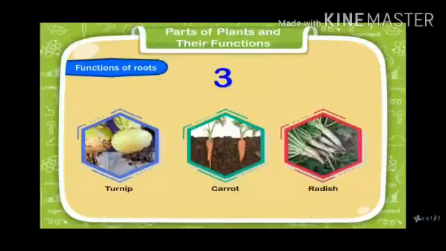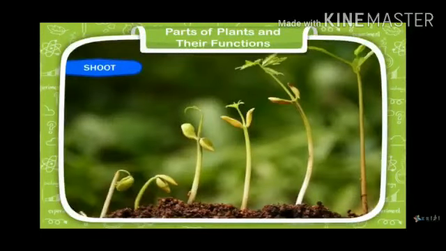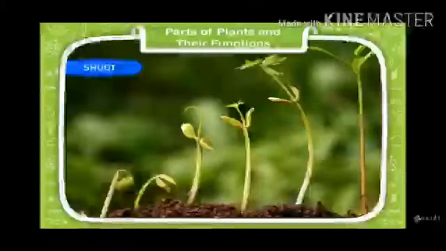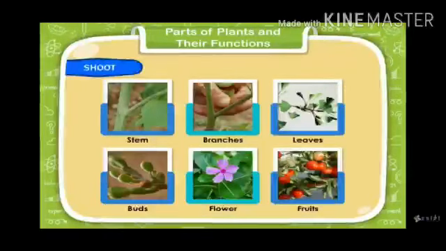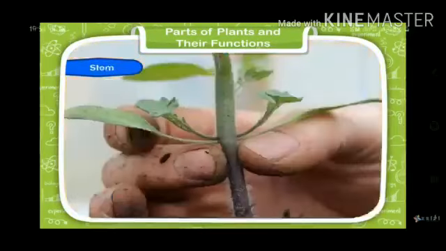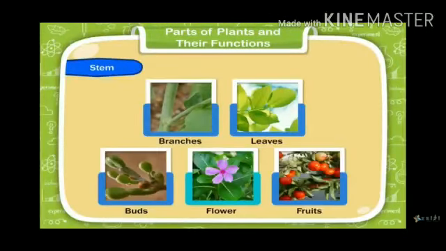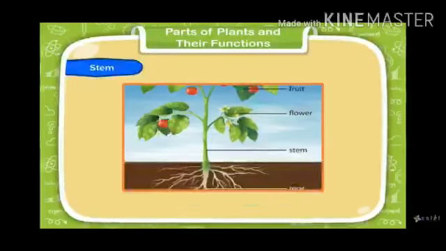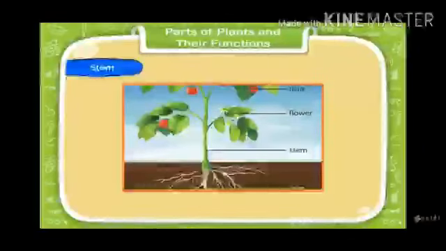Now, shoot part. Shoot part consists of stem, branches, leaves, buds, flowers and fruits. Stem consists of branches, leaves, buds, flowers and fruits. Now we will study about functions of stem.